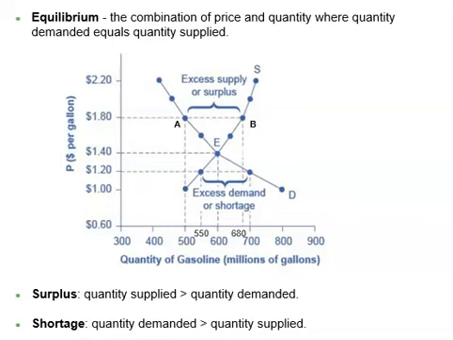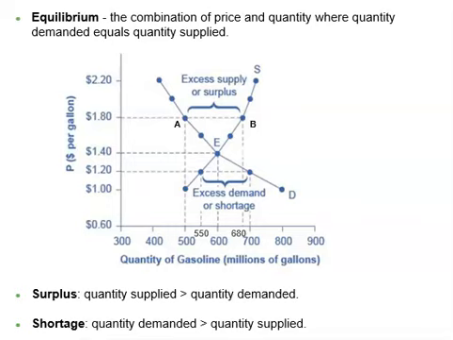Together, demand and supply determine the price and the quantity that will be bought and sold in a market. The combination of price and quantity, where quantity demanded is equal to quantity supplied, is called the market equilibrium. The price level that allows quantity demanded equal to quantity supplied is called the equilibrium price. And at the equilibrium price, we have the equilibrium quantity. Equilibrium quantity is equal to quantity demanded and is equal to quantity supplied.